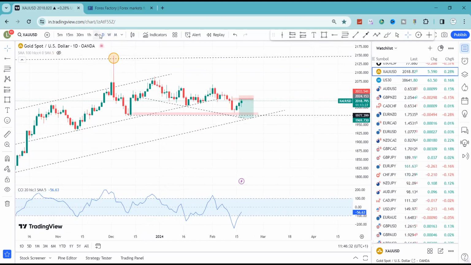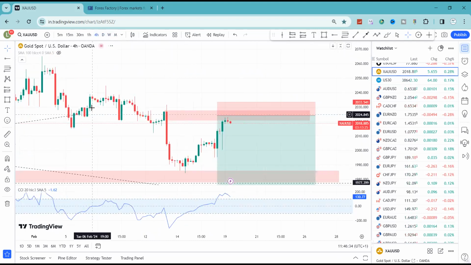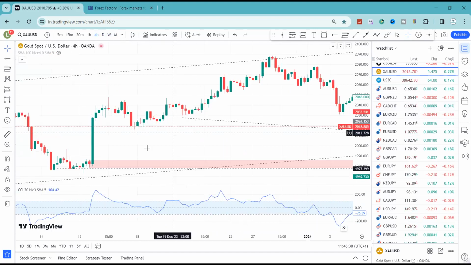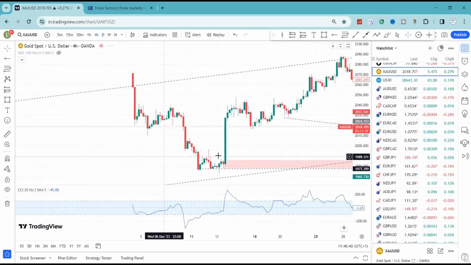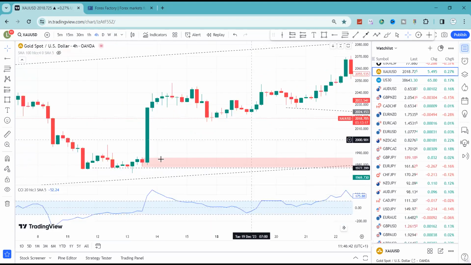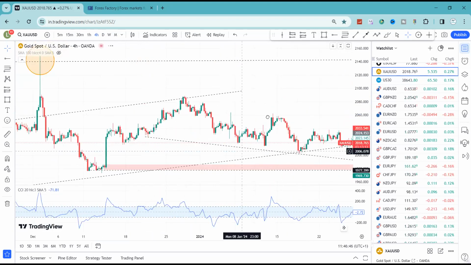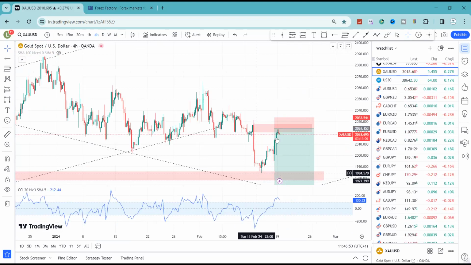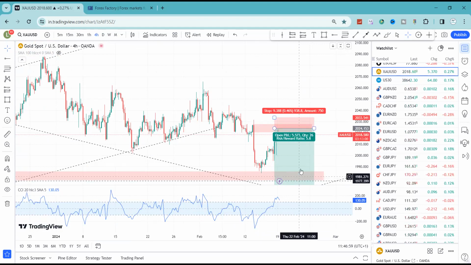On the 4-hourly time frame, I found a 4-hour point of interest, as you can see here, and stretching that 4-hour point of interest, it comes into this zone. Now, prices only tapped into that zone and began to move up. I am hopeful that price is going to come back to tap well into this zone.